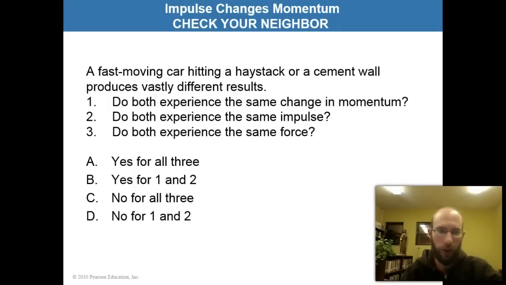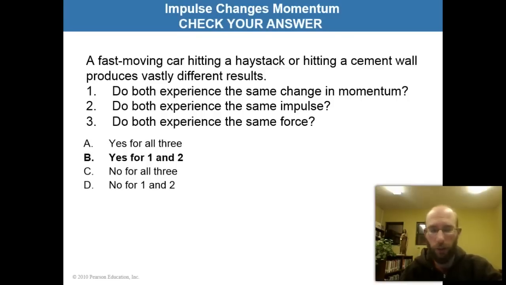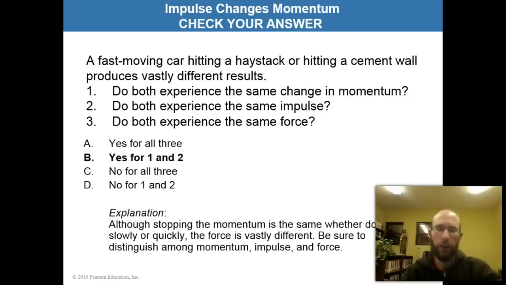And the correct answer was B, yes for 1 and 2. They are going to experience the same change in momentum. We're assuming both of these cars have the same mass, so that doesn't change. And both of the cars are moving at the same speed when they hit the haystack and the wall. So they're both going to experience the same change in momentum. They both end up at a speed of 0. So same change in speed, same mass, same change in momentum. Secondly, the same impulse is applied to both cars because impulse equals change in momentum. So if the change in momentum is the same, then the impulse has to be the same.